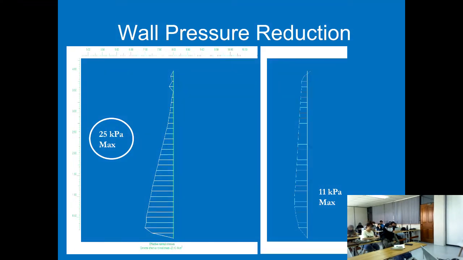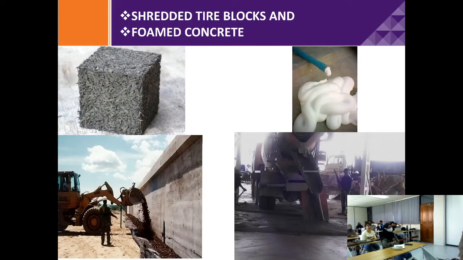Even a retaining wall, it can reduce the pressure on the wall by almost half, right? Almost half. That's just to show you that. Another type of possible lightweight material is foam concrete and shredded tire, rubber. This can also be used and applied the same way we use the EPS block.